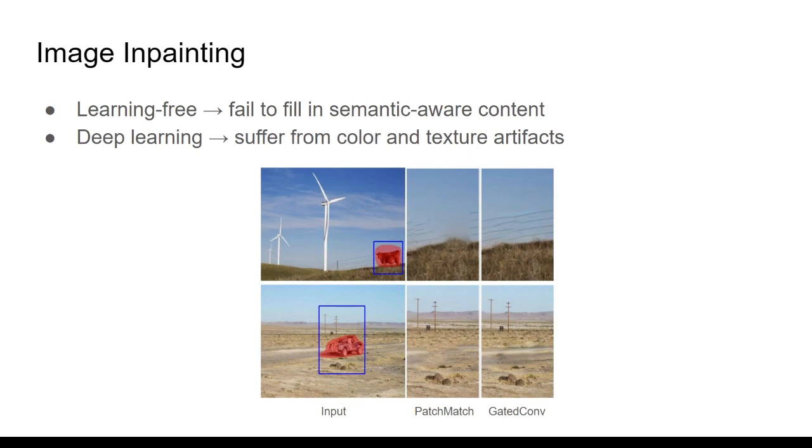PatchMatch is a learning-free method that utilizes the internal statistics of an image. It can generate smooth patterns and colors that are consistent with the non-missing part of the image. But the biggest drawback is that it often fails to fill in semantic-aware content. The deep learning method, such as Gated Conv, can learn a semantic-aware model by training on large-scale datasets, but this method can suffer from color or texture artifacts.